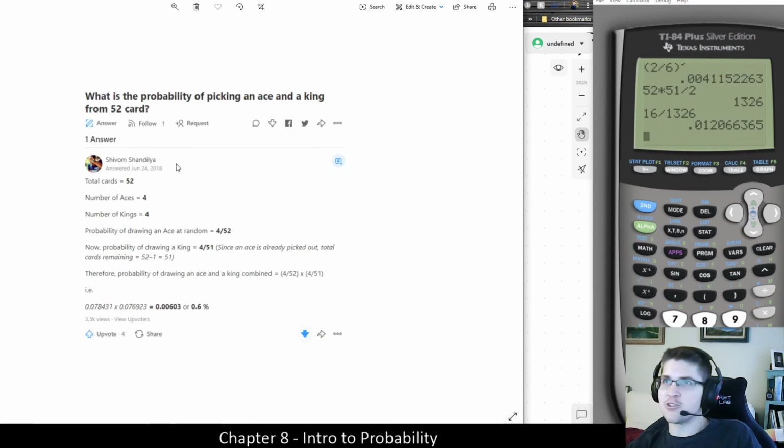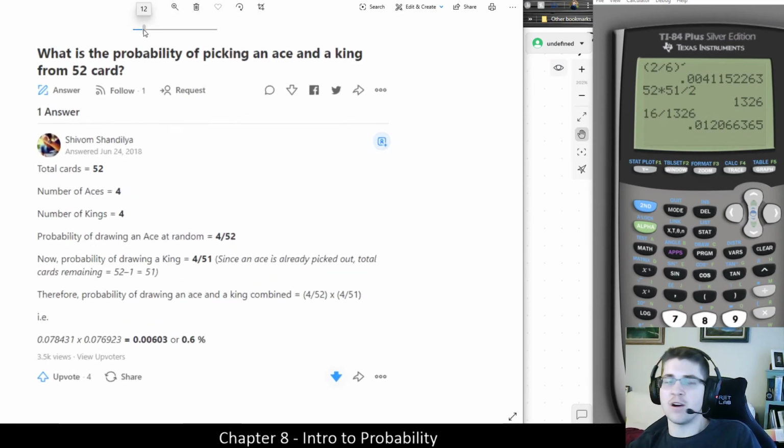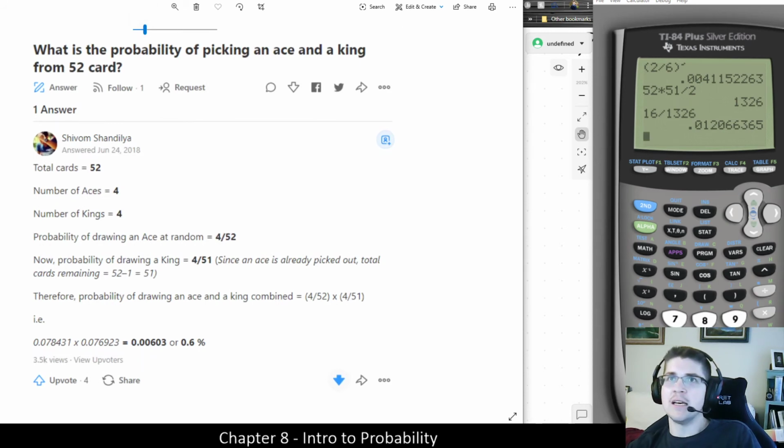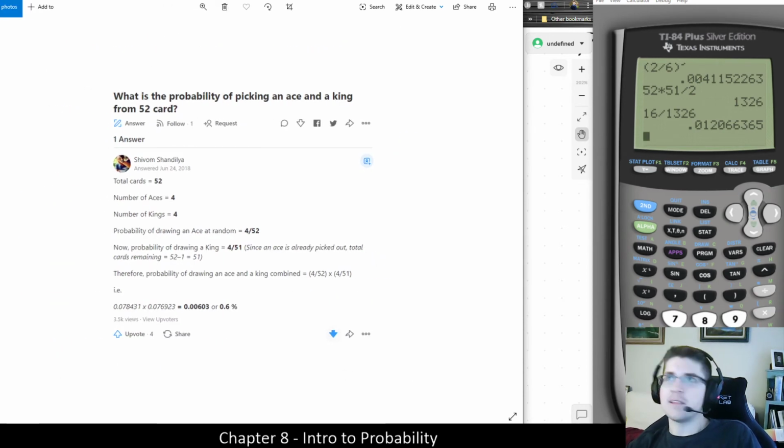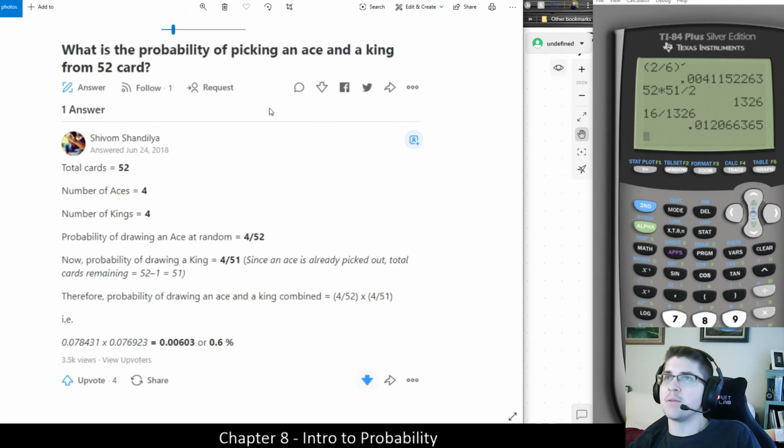I did a Google search just to see, and one of the very first answers I came up with was actually wrong, and I thought it was quite interesting. But this person asked, on one of those internet ask sites, what's the probability of picking an ace and a king from a 52 card deck?